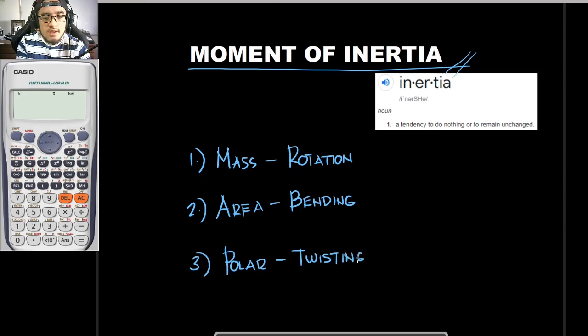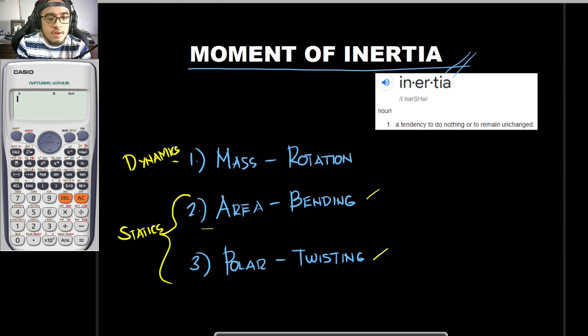So in statics of rigid bodies, the topics that we would cover here would be these two only. This is for statics, and this is for dynamics. So once again, we would just be covering these two right here. Okay, so let's proceed first with the area moment of inertia.